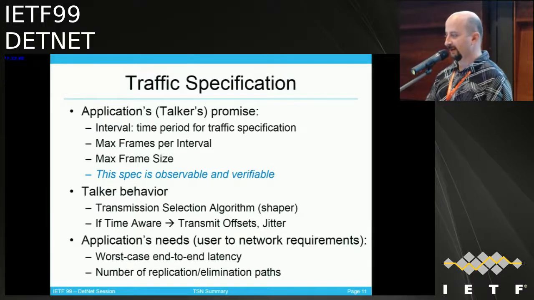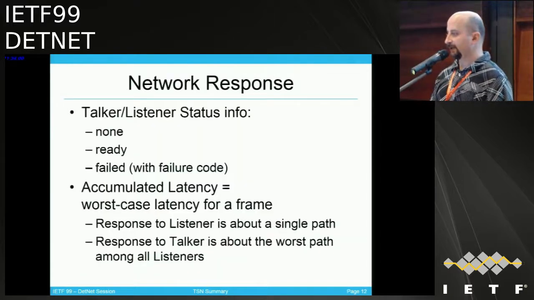The talker also expresses the application's needs, which is a kind of requirement towards the network: the worst case end-to-end latency, and the other one is the number of disjoint paths needed for the frame replication and elimination. So these are the requirements from the user or the host to the network. The network responds both to the talker and listener with a status info, which can be none, or it can just be ready, everything is fine, or it can say that it's failed, something is wrong, and there are failure codes specified on how to figure out what went wrong.